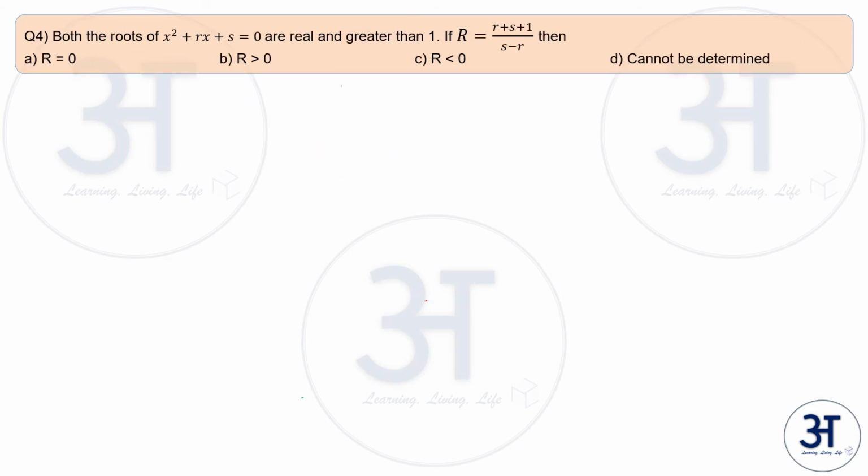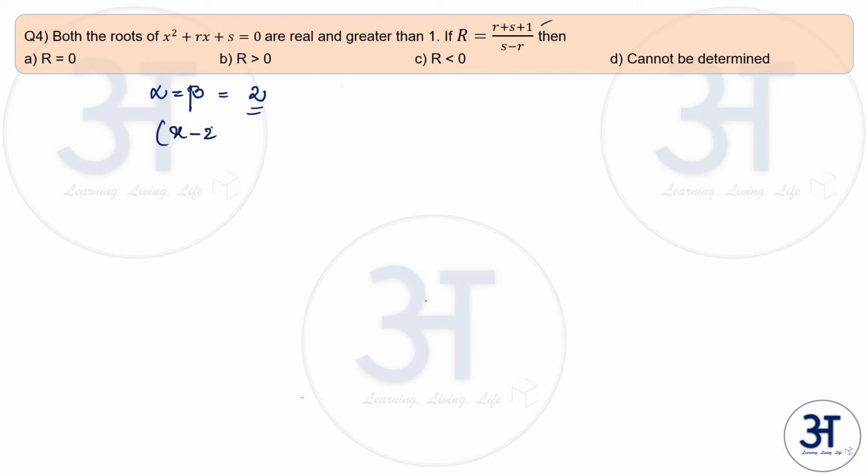Both the roots of x square plus rx plus s equal to 0 are real and greater than 1. If capital R is equal to so and so, then what is the value of capital R? So one way to do this is you can take a value of the roots which is greater than 1. So you can take the roots as alpha and beta. You can take a case where alpha equal to beta equal to 2, right? Both the roots are greater than 1, or 3, or you can take alpha 2 and beta 3. I'm just taking alpha equal to beta equal to 2 so that will make it much easier.